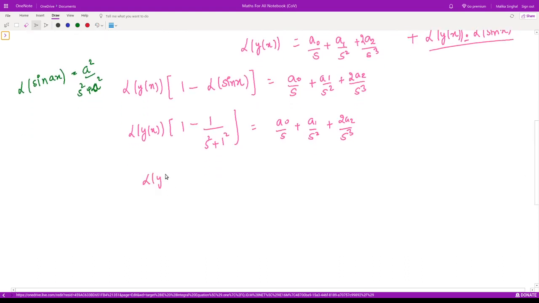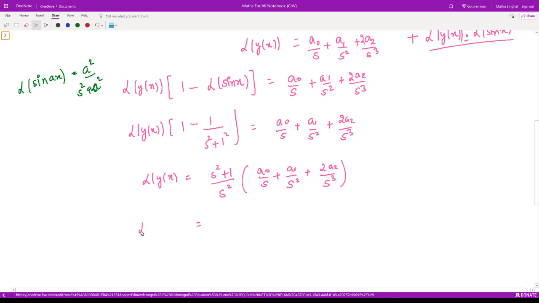So here when you simplify this, you'll get s square plus 1 divided by s square multiplied by a naught by s plus a1 by s square plus 2a2 by s cube, right? So let us simplify this. Or what you can do, you can take Laplace inverse on both sides.